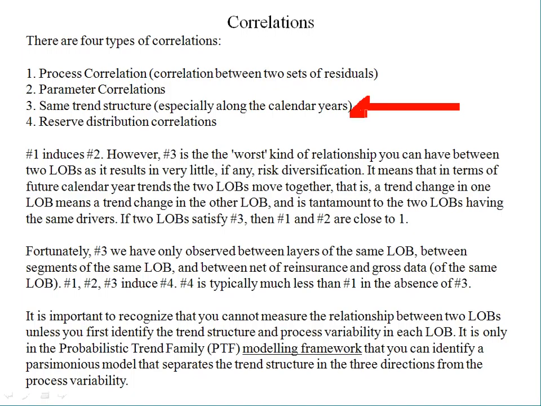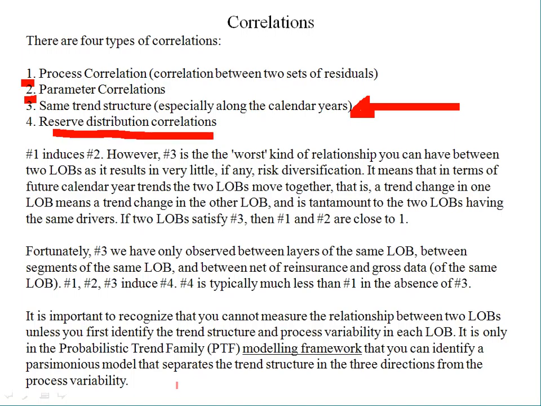That makes sense. Okay. And then we have what's called reserve distribution correlations. Now, one induces 2. So number 1 induces parameter correlation. 3 is the worst kind of relationship you can have between two LOBs, as it results in very little, if any, risk diversification. Because if you have 3 trend structures that are very similar, then you'll also have high process correlation. In that case, the reserve distribution correlation will also be very high.